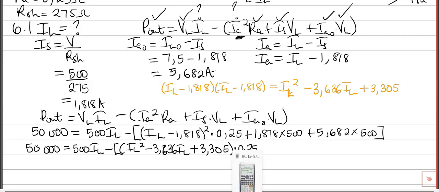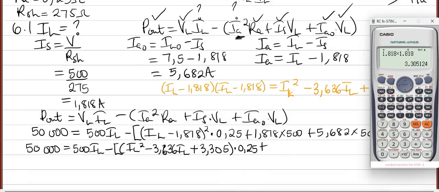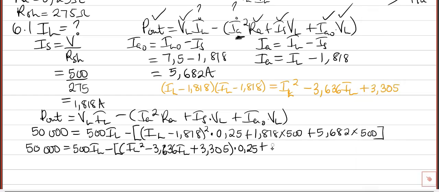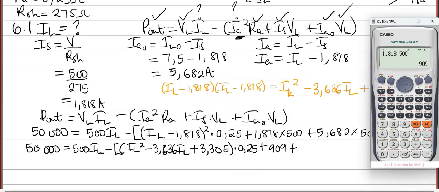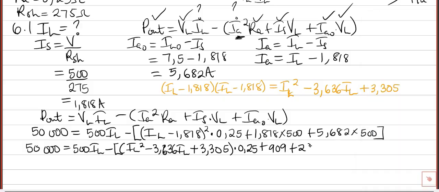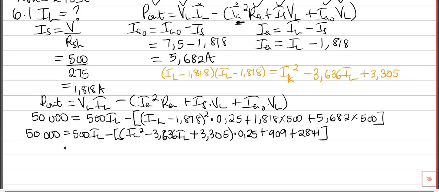Check if I didn't do any mistakes. All right, then it's going to be plus. I can multiply these losses and those losses. So here I have 1,818 times 500, I have 909 plus we have 5,682 times 500, 2841. We have 2841 there. We continue simplifying.